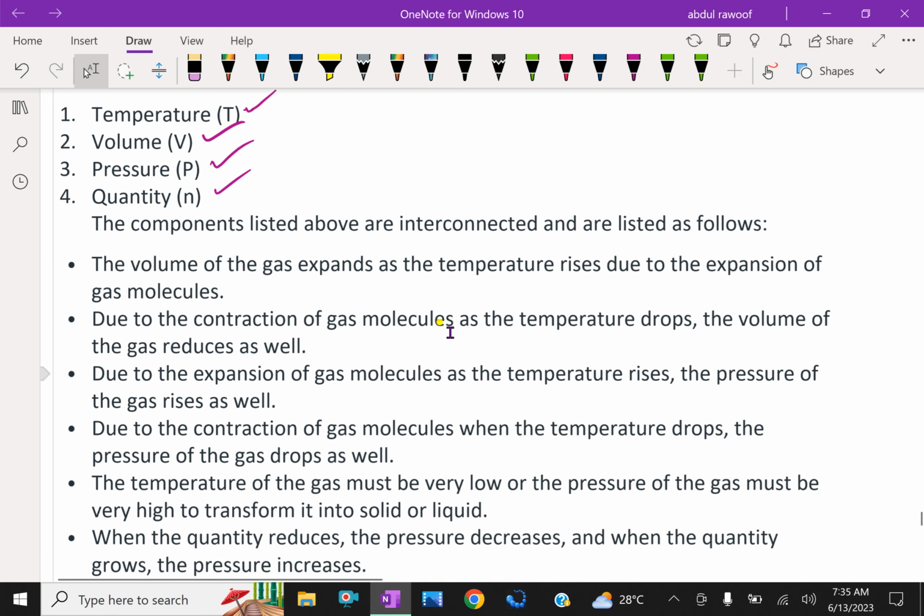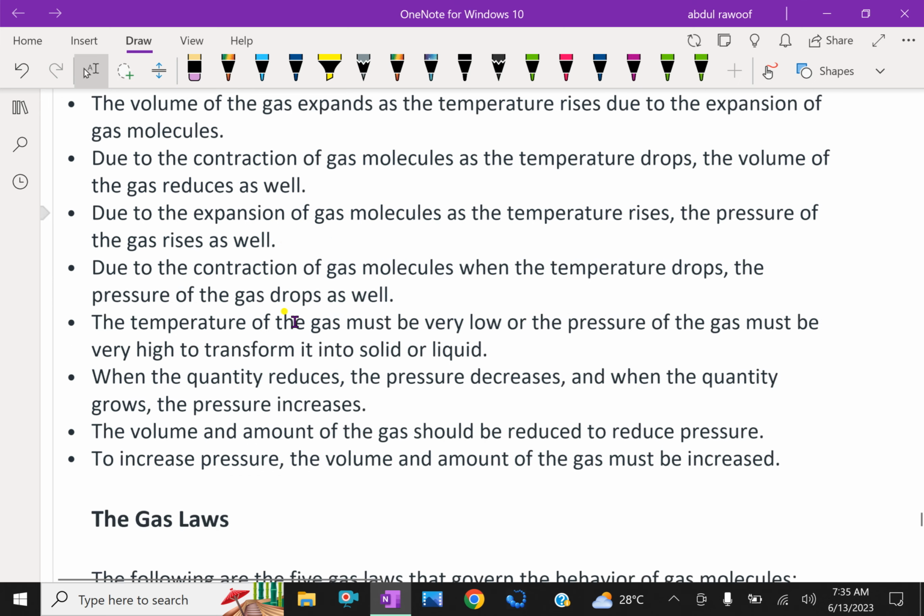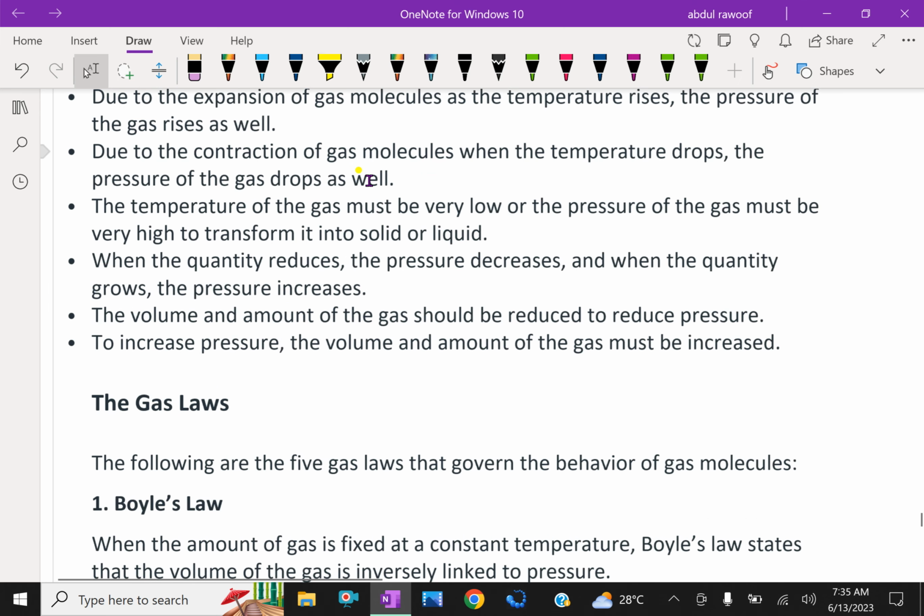The volume of the gas expands as the temperature rises due to expansion of the gas molecules. Due to the contraction of gas molecules as the temperature drops, the volume of the gas reduces as well. Due to expansion of gas molecules as the temperature rises, the pressure of the gas rises as well. Due to the contraction of gas molecules when the temperature drops, the pressure of the gas drops as well. The temperature of the gas must be very low or the pressure of the gas must be very high to transform it into a solid or liquid.